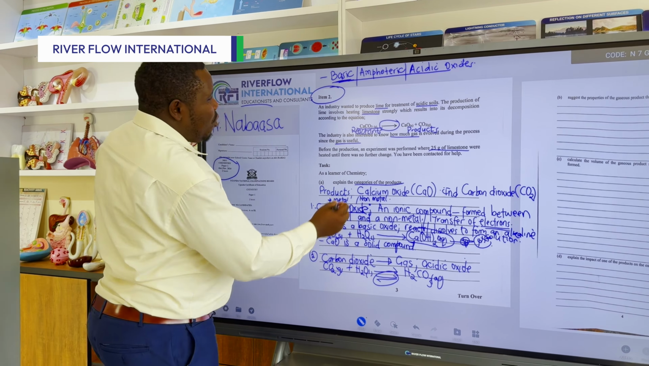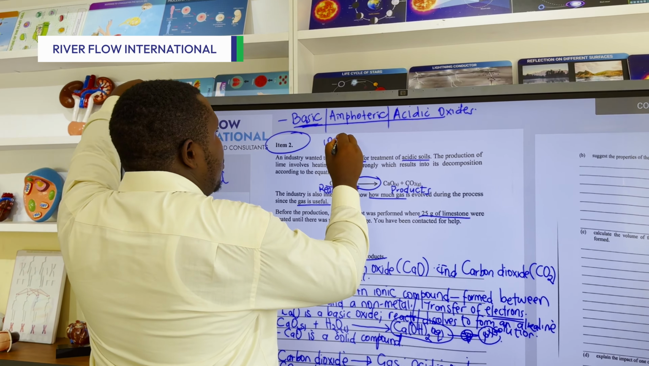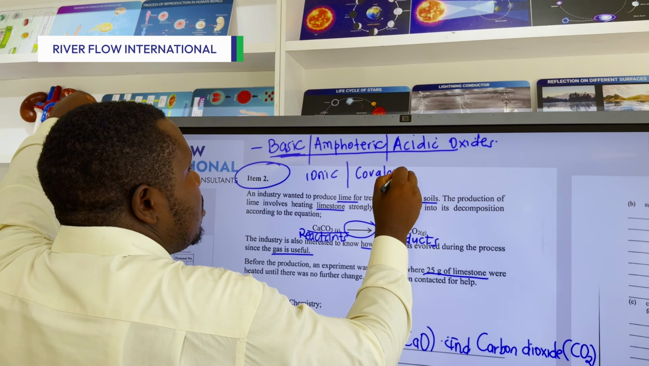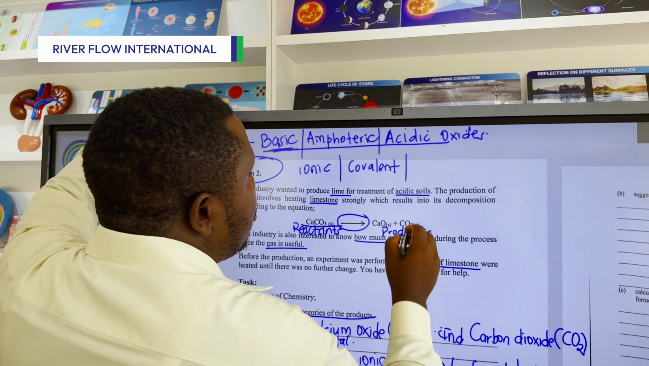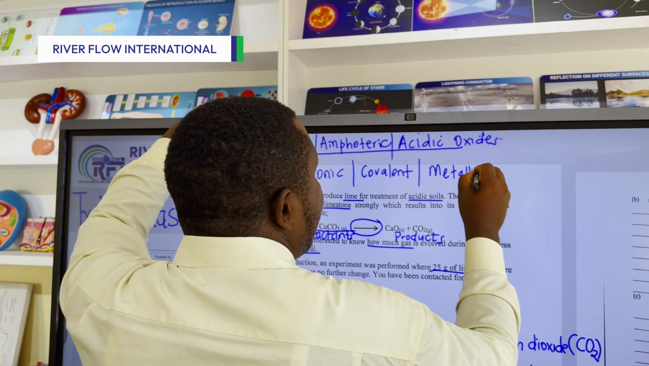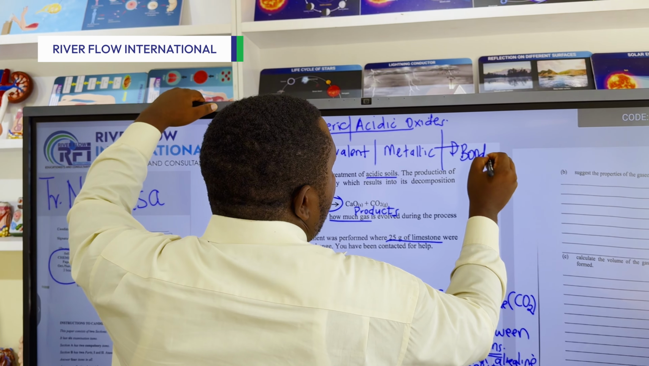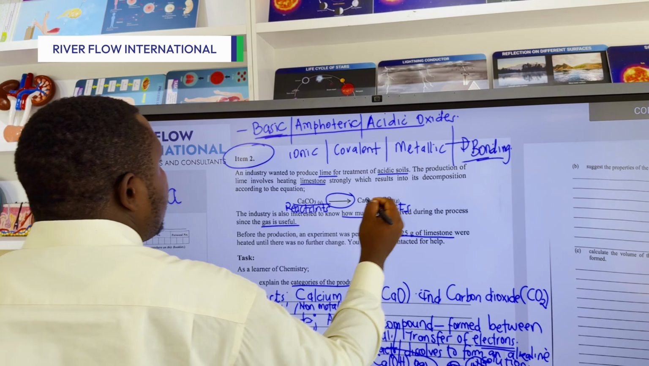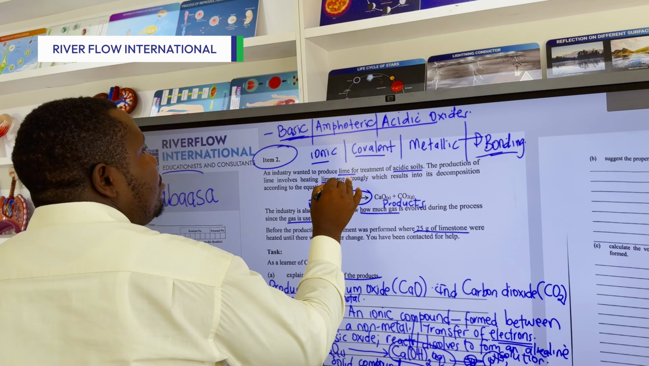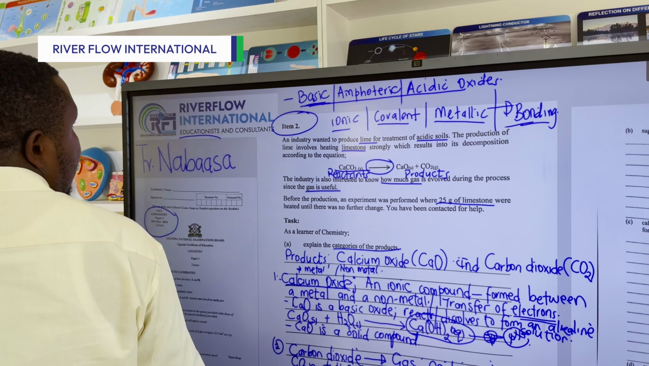Number 3, we want to come back to ionic compounds, covalent compounds. Then we also come to metallic compounds. All these ones are taught under bonding. So we want to see, this is an ionic bond between ionic compounds. These are covalent bonds between covalent compounds, and this is a metallic bond between metallic compounds.